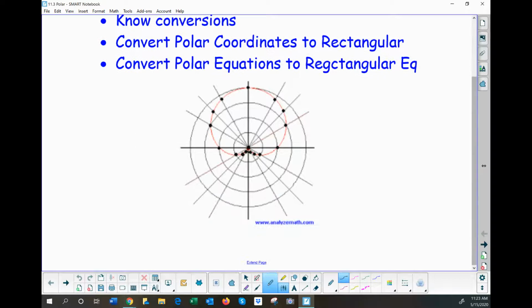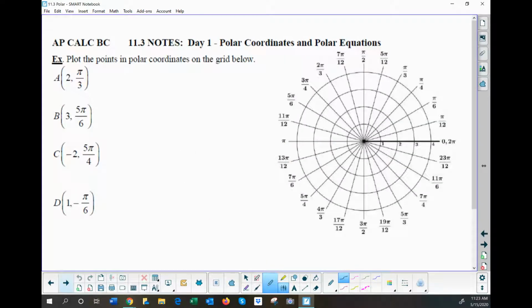Is there anything down below? No. Okay. So let's just work on plotting points. We have 4 points here to plot. Remember that polar comes in the ordered pair of r followed by theta, r being the length of the radius radiating out from the origin, the 0, and theta being the amount of angle turn from the positive x-axis, which acts as our polar axis.